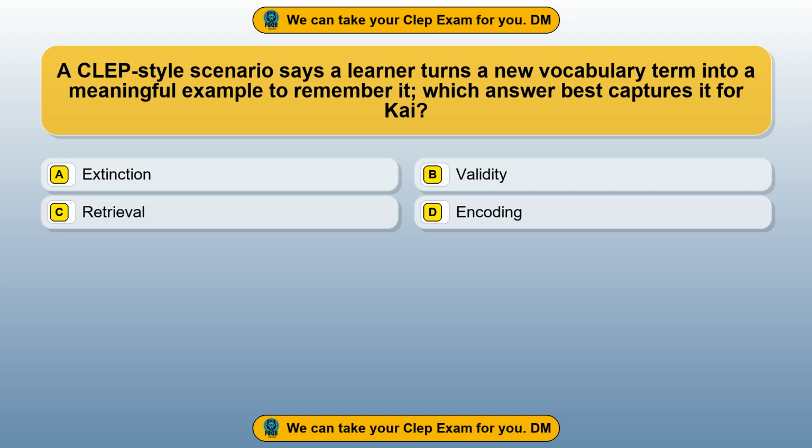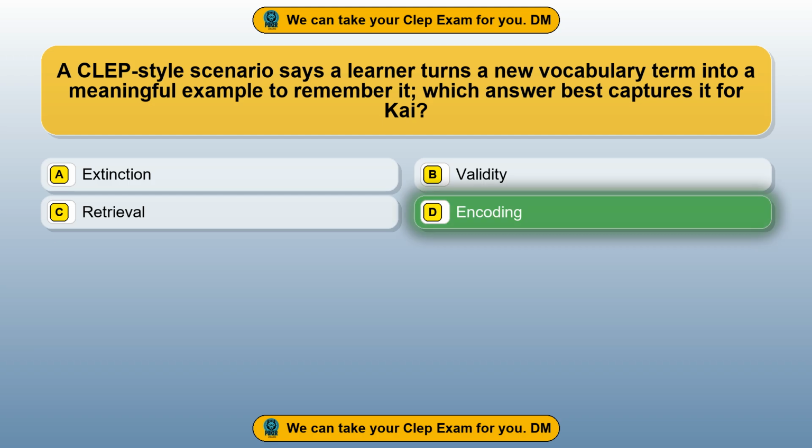Question 36. A CLEP-style scenario says a learner turns a new vocabulary term into a meaningful example to remember it. Which answer best captures it for Kai? Option A, extinction. Option B, validity. Option C, retrieval. Option D, encoding. The correct answer is option D, encoding.